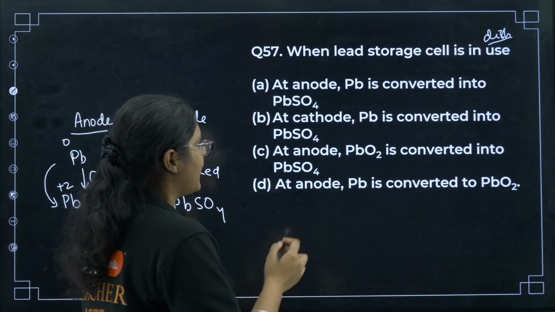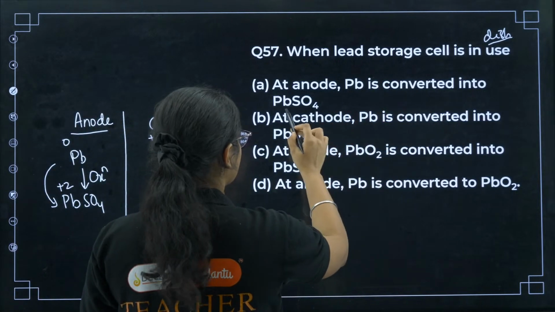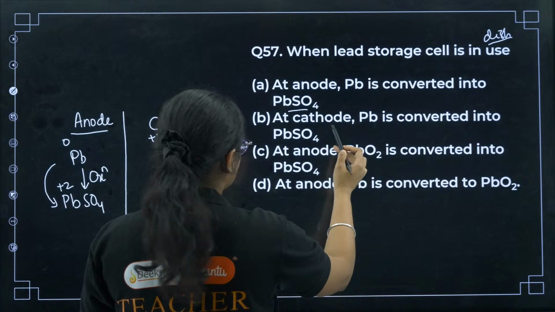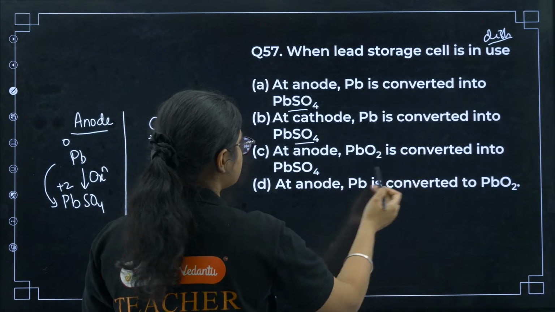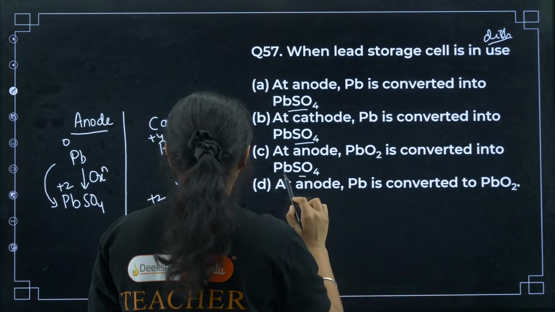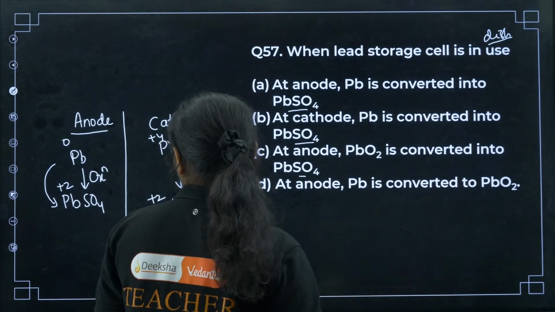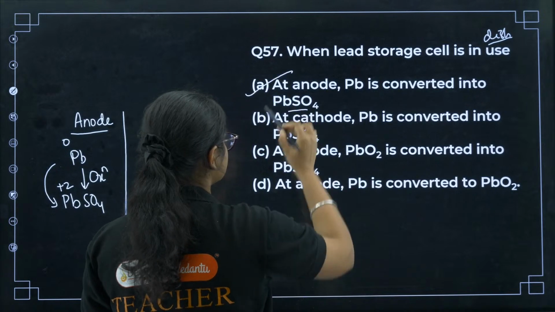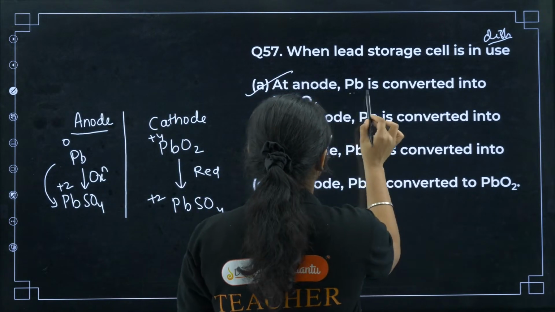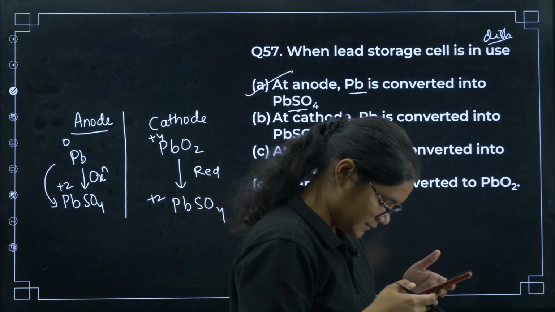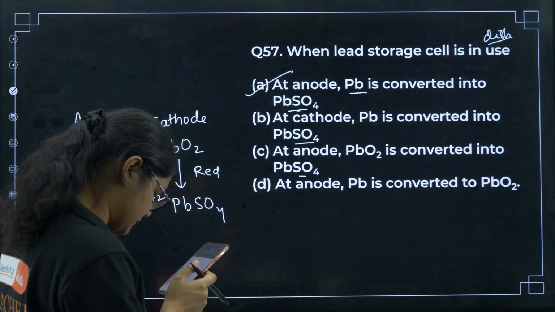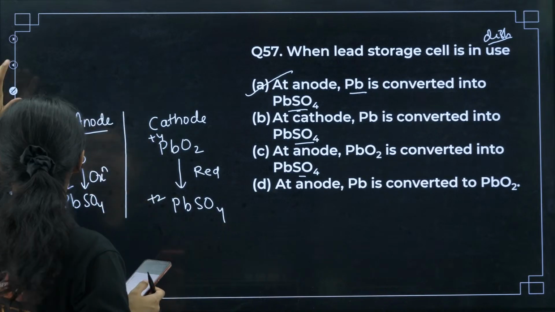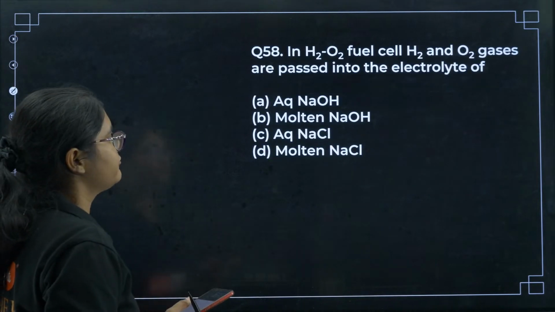So at the anode, Pb is converted into PbSO4. At the cathode, Pb is converted to PbSO4. At the anode, PbO2 is converted to PbSO4. At the anode, Pb is converted to PbO2. So you can see the first statement is correct: at the anode, Pb is converted to PbSO4. Okay, 57A. Yes, Manjeshwar has given the correct answer. Next, question number 58.